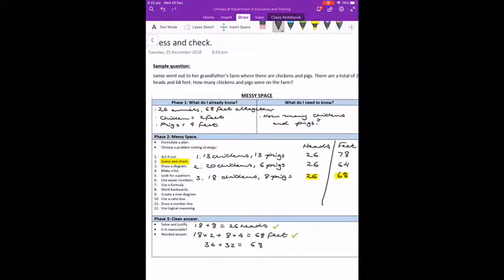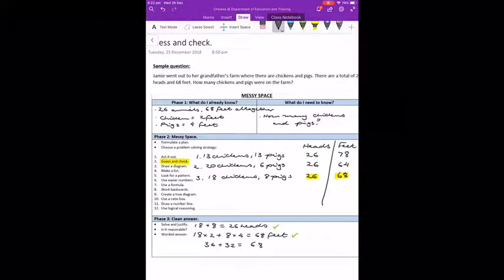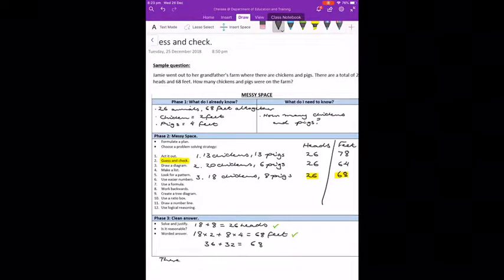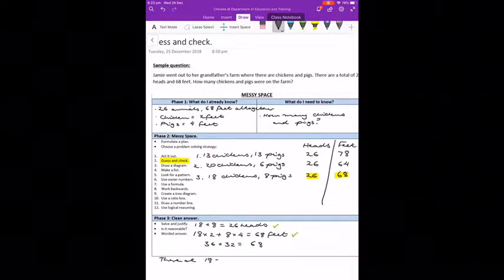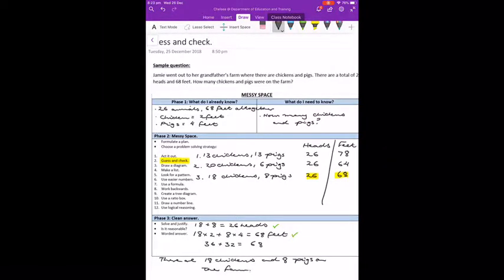So if I was to provide a worded answer, I would say there are 18 chickens and 8 pigs on the farm. And that is how you use the guess and check problem solving strategy using the messy space framework.